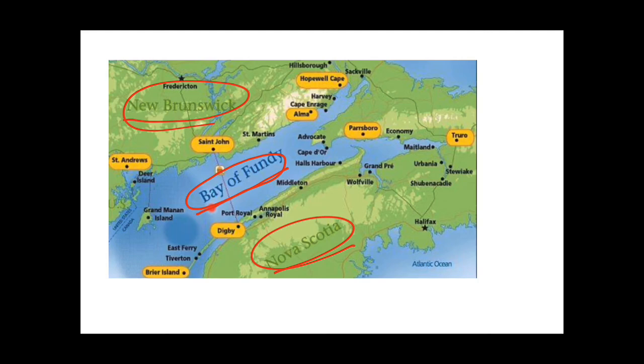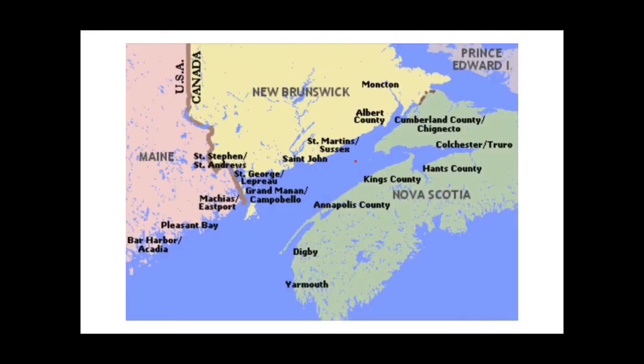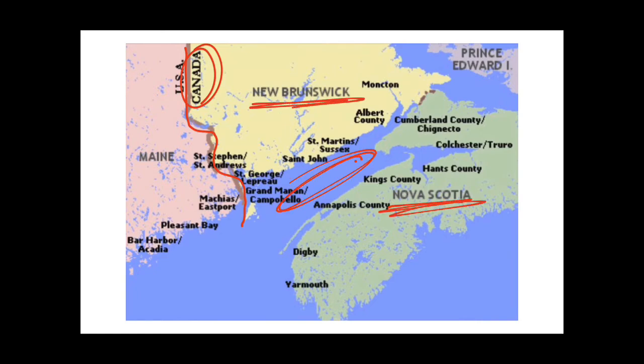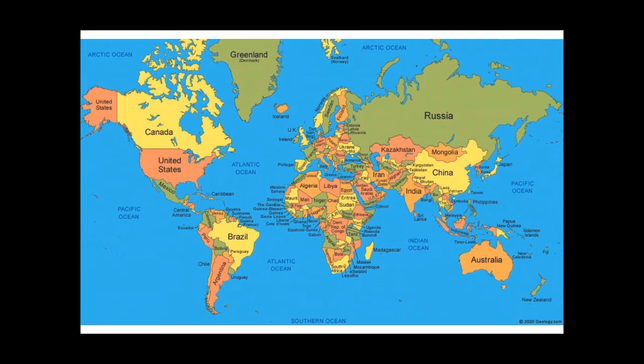These both the islands are a part of Canada only. Here you can see that this is the boundary of USA and this is Canada. In Canada lie New Brunswick and Nova Scotia, and here lies the Bay of Fundy. So guys, now we are going to see some more gulfs, and then we will do the lakes of North America and Canada.